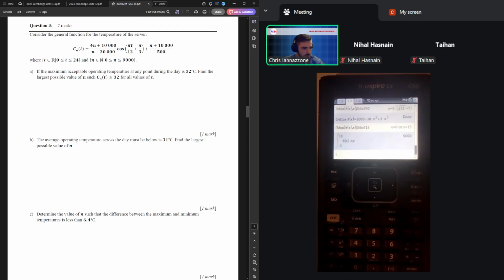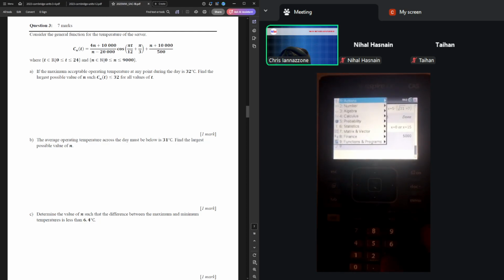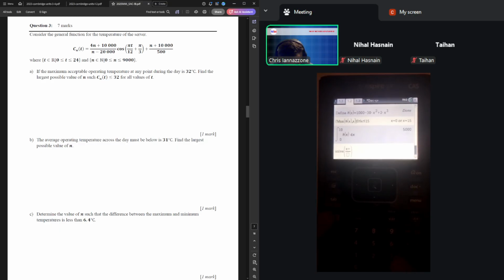Okay, so let's do that. So we're starting with our middle. So that's going to be (x + 10,000) over 500. That's our middle. And then plus minus, so I guess we'll just do the plus one first. Plus (4x + 10,000) over (x − 20,000). That's our amplitude value. And we're looking for a breakpoint, so I want to figure out where does this give us 32. And what do we get for that?